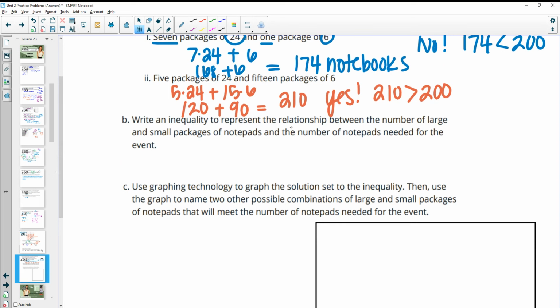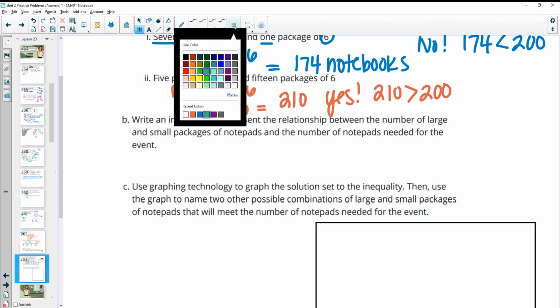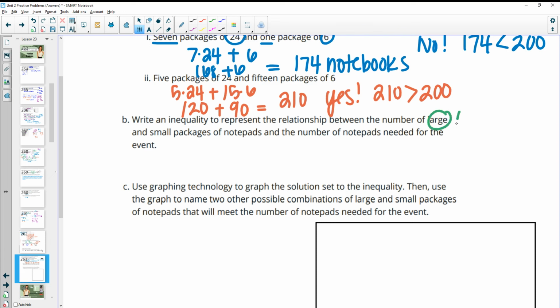B says write an inequality to represent the relationship between the number of large and small packages of note cards or of notepads. So I'm just going to call the large L and the small S and write this. So remember, in the large packages, we have 24 notebooks per large package. And then in the small packages, we have 6 notepads. So 24 per large plus 6 per small. And we needed to have at least 200, which means we needed to have 200 equal to 200 or more than 200.